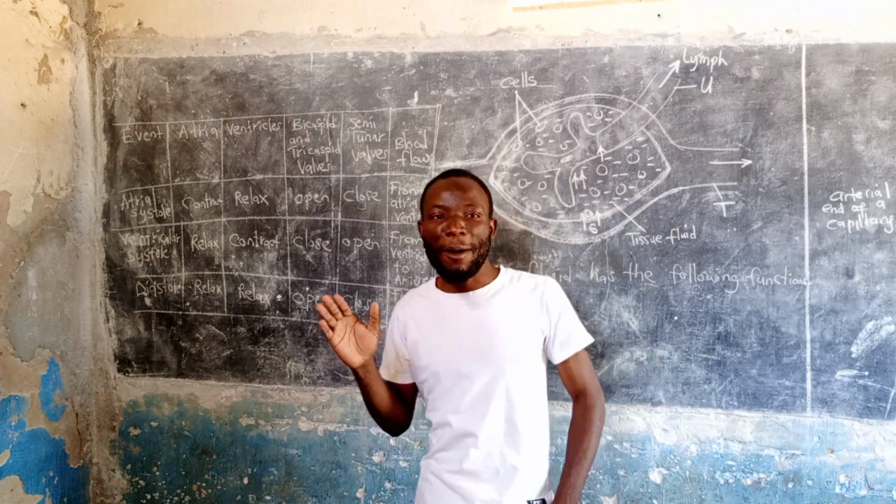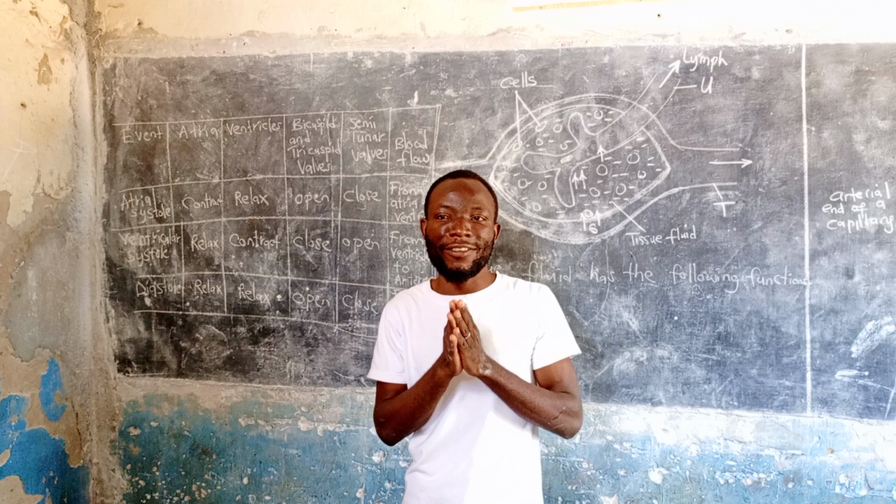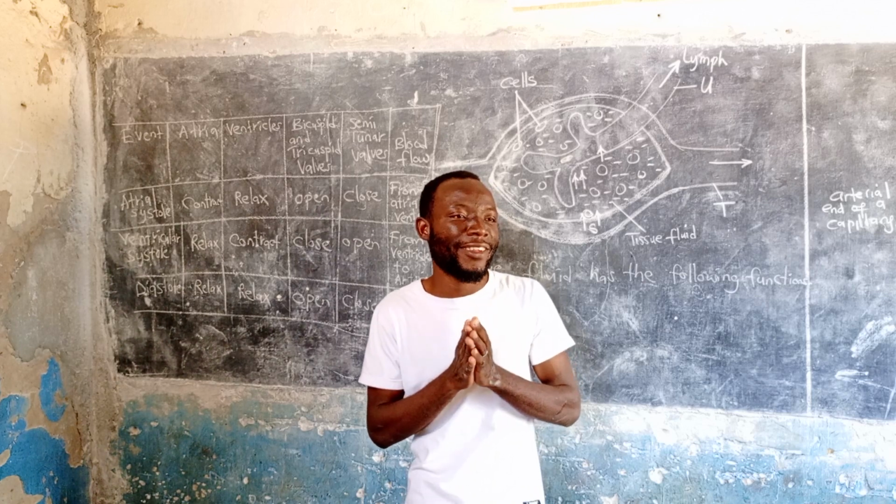So here, the number of pulses that a normal human being is supposed to feel when they are relaxed is somewhere between 72 to 75. But it's fine, number 78. It's not a problem.